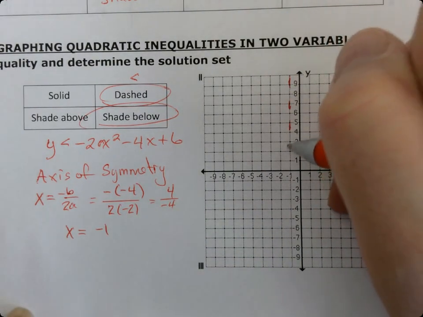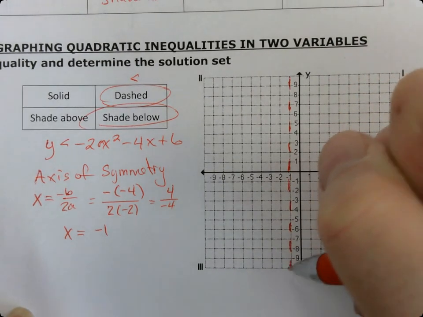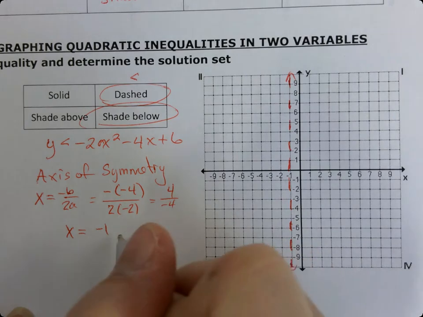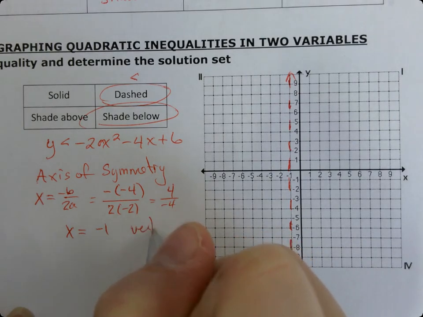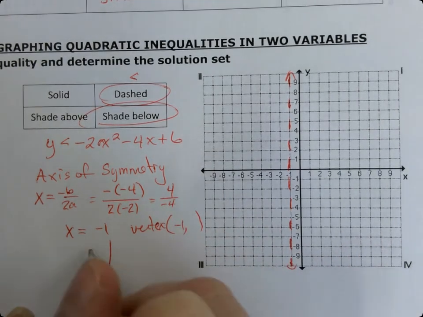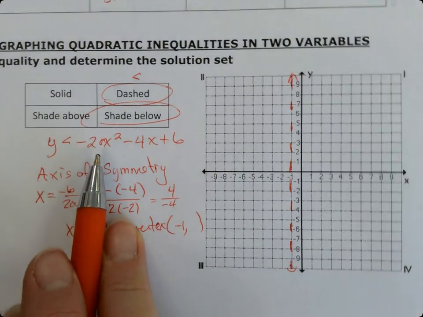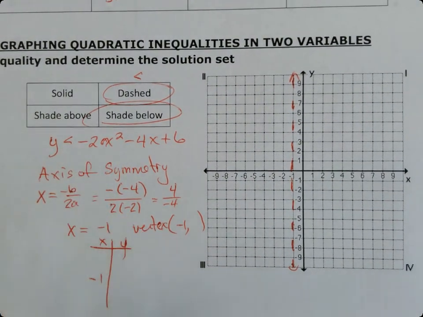What else do we know about it? That's where it anchors my vertex, right? So at that point, to find the vertex, we're going to plug -1 back into the original equation, and then we'll make a t-chart and put that -1 in the middle. So take your function, put -1 in there.